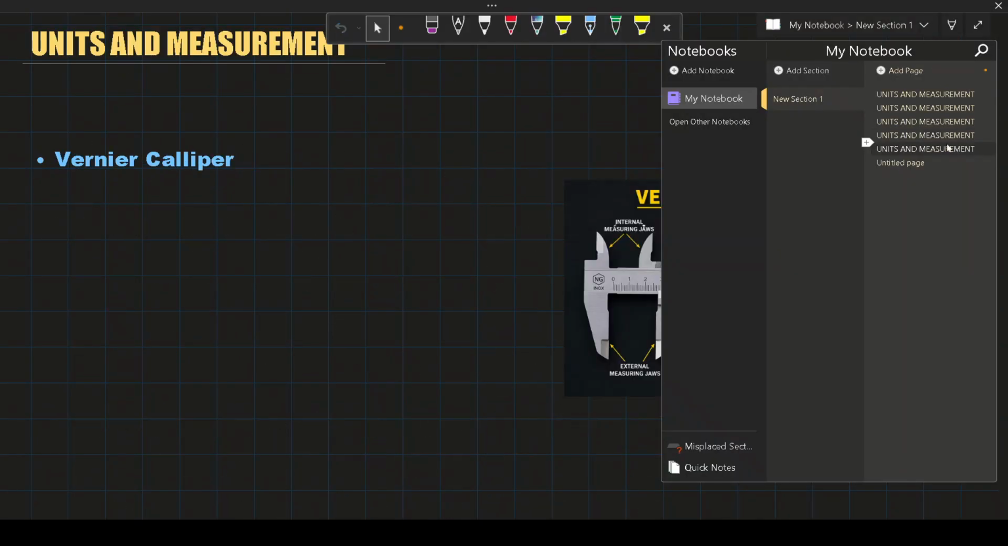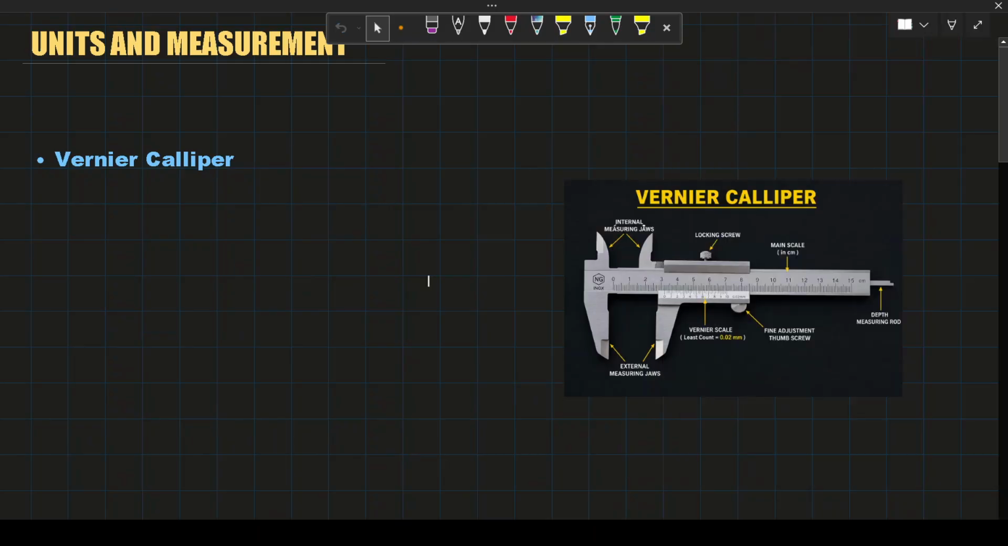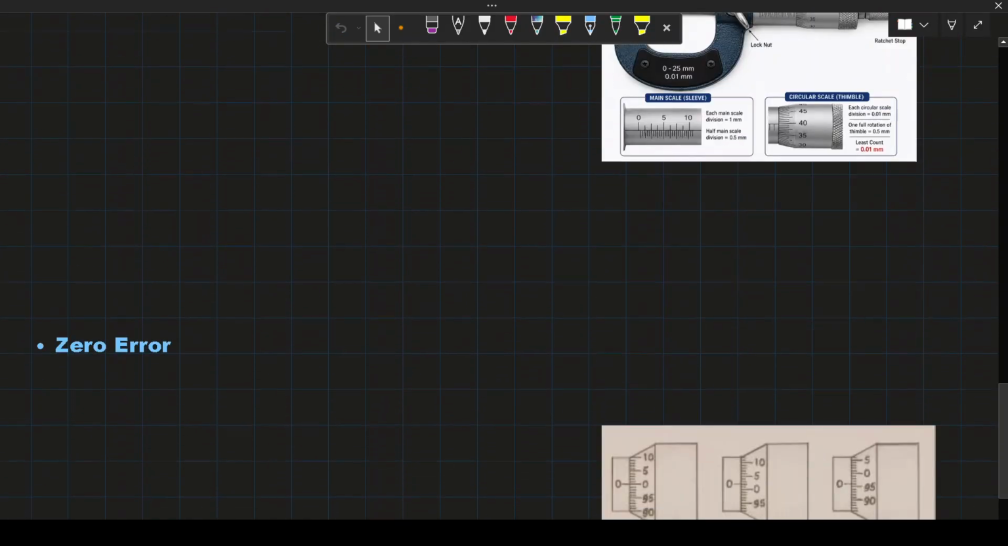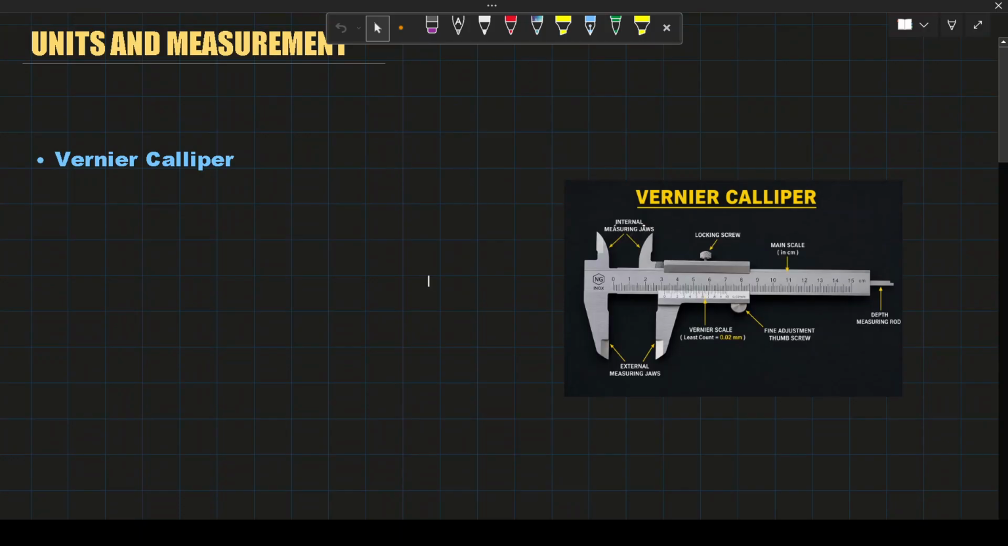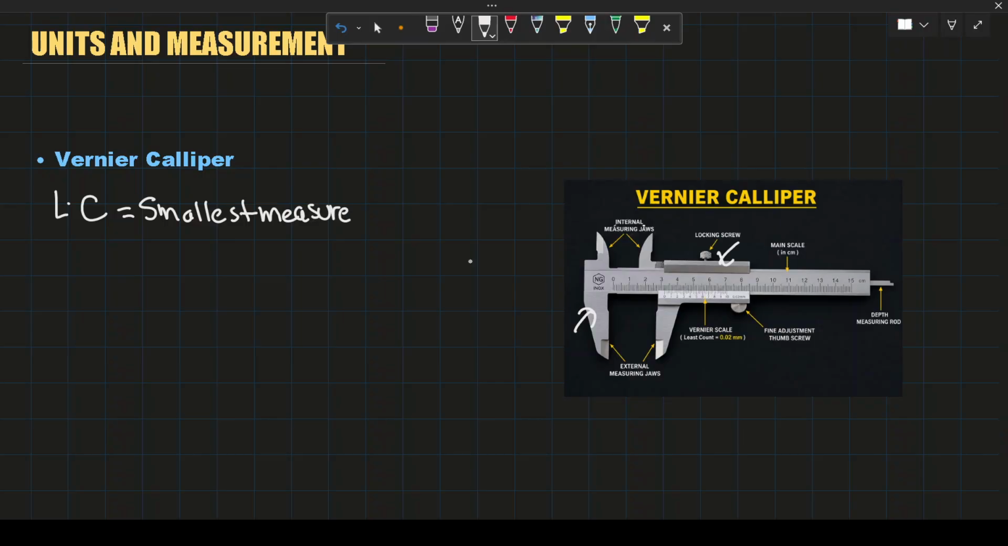This is your last slide of this video, which is vernier caliper and your screw gauge. So starting with vernier caliper, if you see, there are two scales, the one being your main scale and the other being your vernier scale. These are basically used to measure things accurately. Starting with your least count. So how do you define least count? Least count is basically the smallest measurement an instrument can measure. It is basically the smallest measurement of an instrument.